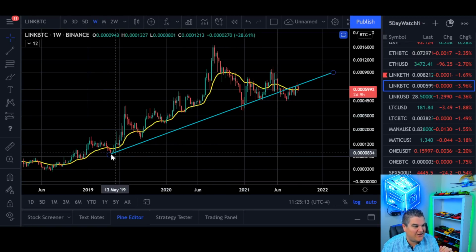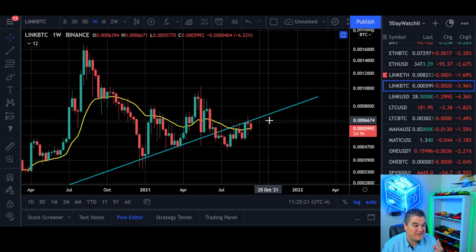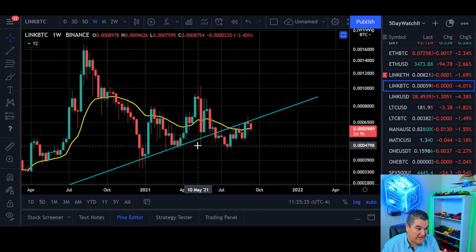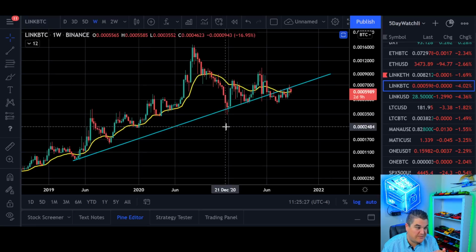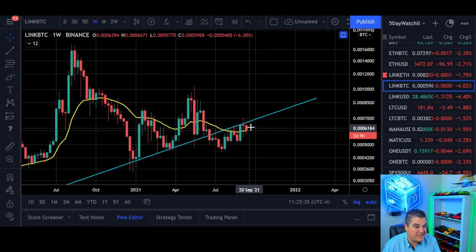Weekly chart. Look at our trend line that we've been making since 2019. We've held it as bottoms for 2019, and now look what we're doing. In my opinion, this is what we're waiting for Link to explode against Bitcoin. We're being suppressed here from this big picture. Previous support often flips as resistance after you break it, which is what we've done against Bitcoin.